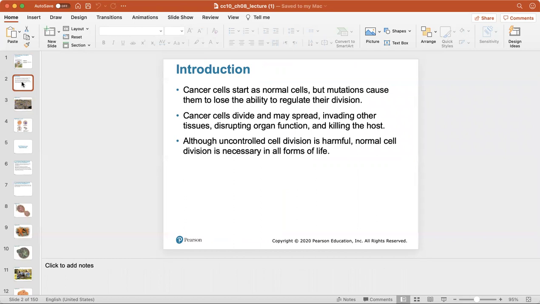They start out as normal cells, but different mutations in genetic material can cause them to lose the ability to regulate their division. Cancer cells divide and may spread, invading other tissues, disrupting organ function, and eventually killing the host. And although uncontrolled cell division is harmful, normal cell division is necessary in all forms of life.